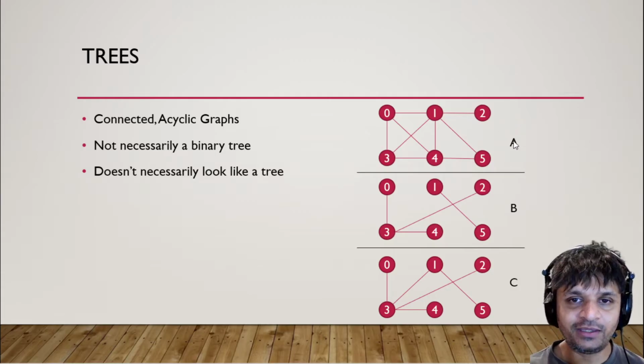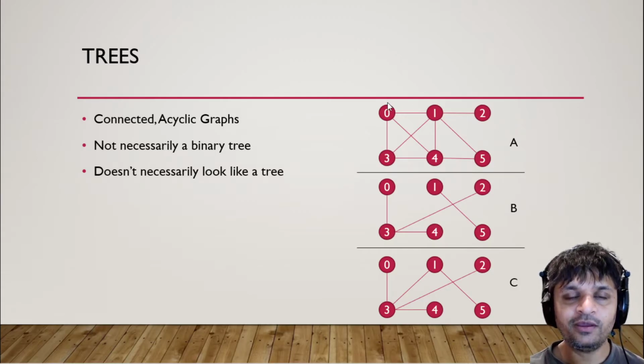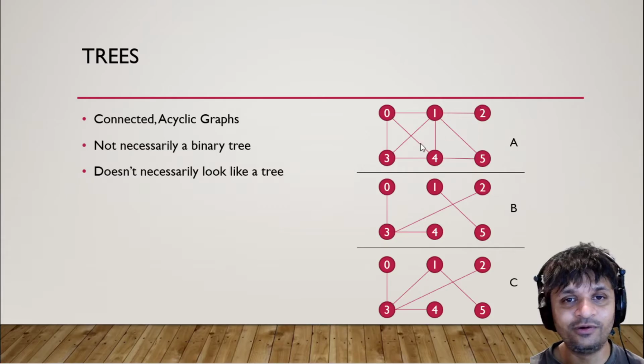If we look at graph A, okay, is it connected? Well, yes, I can get from every vertex to every other vertex. Pick any pair of vertices, say 3 and 2. I can get from vertex 3 to vertex 2 by going 3, 1, 2. Or even 3, 0, 1, 2. I can find some path.